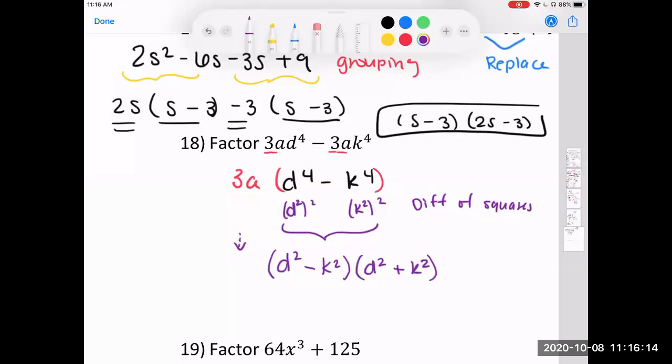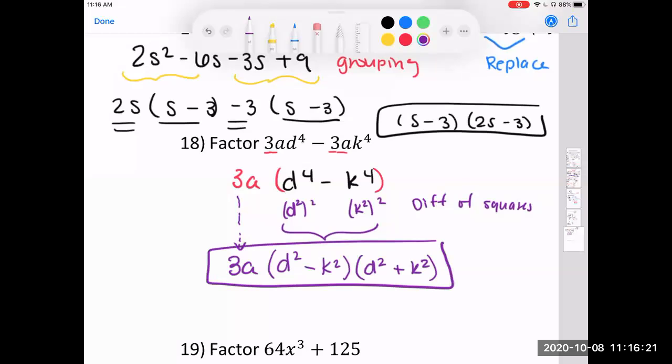And of course, you still need to bring down the common factor you factored in the beginning. We have fully factored this problem. This is a special case of factoring. I think this is section 4.6.